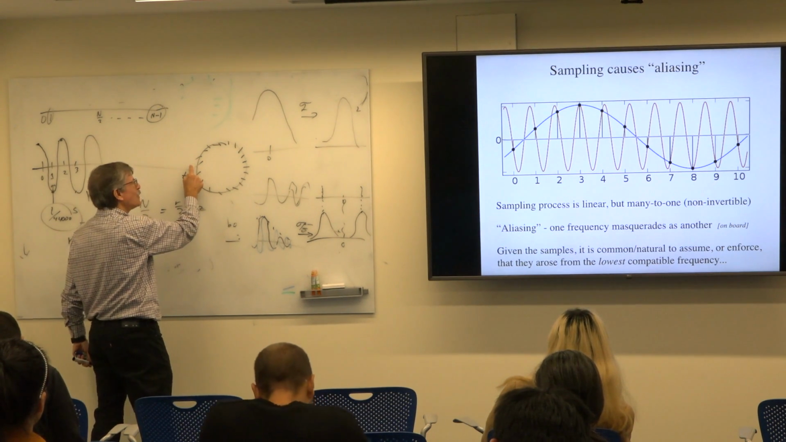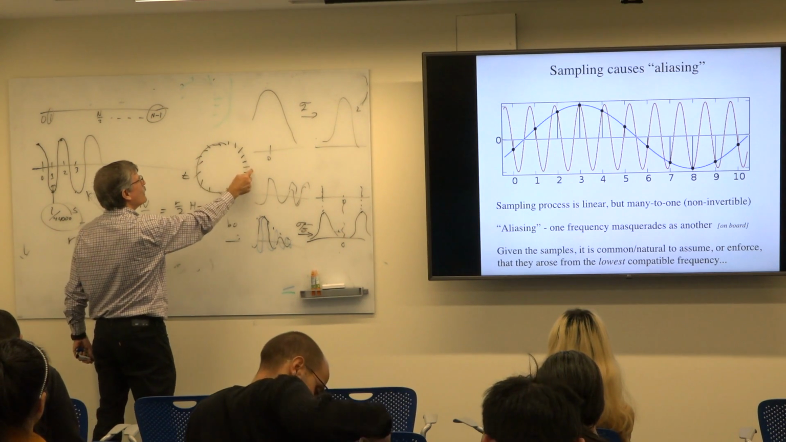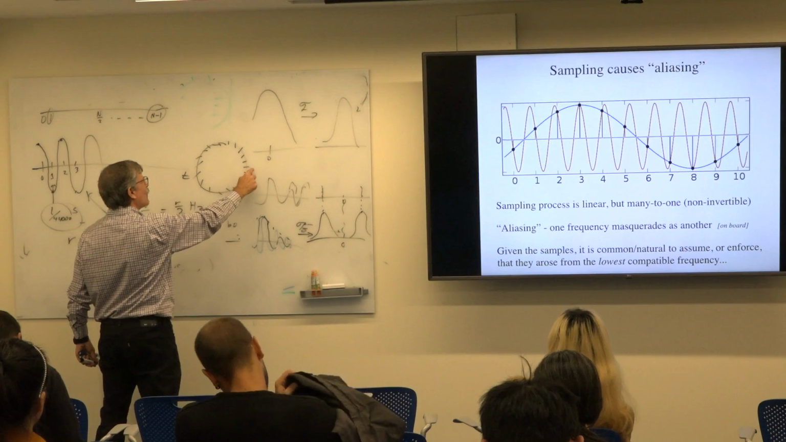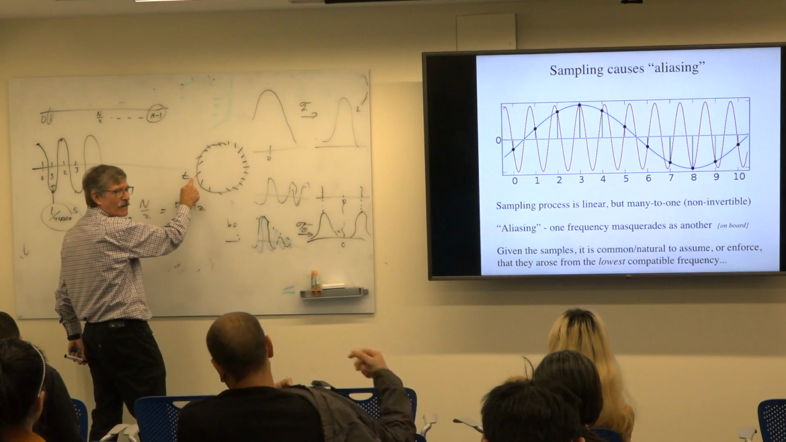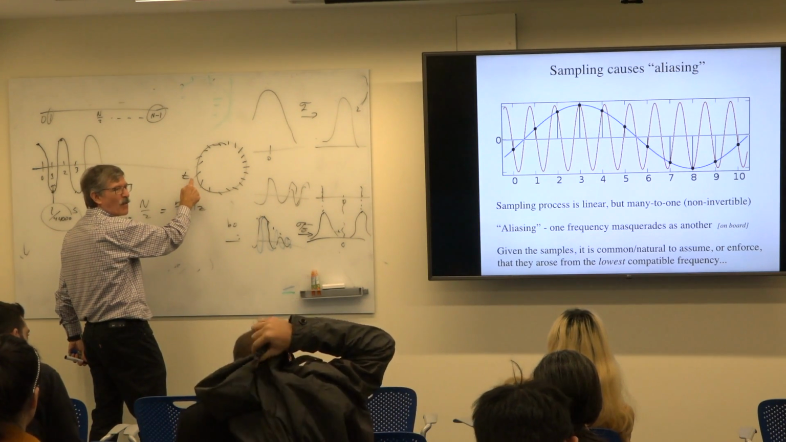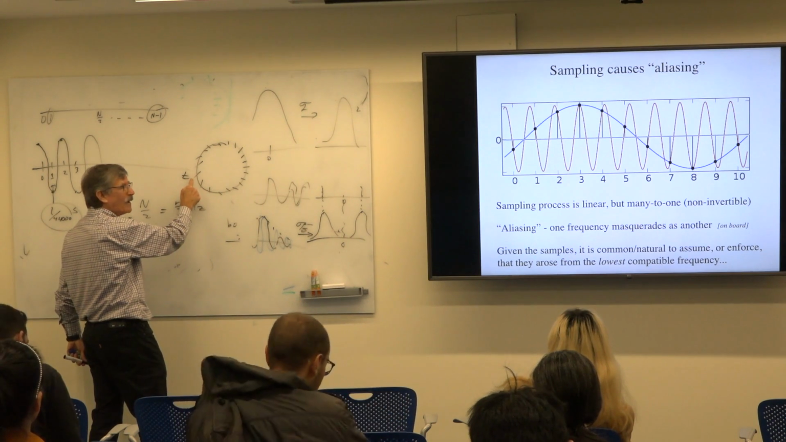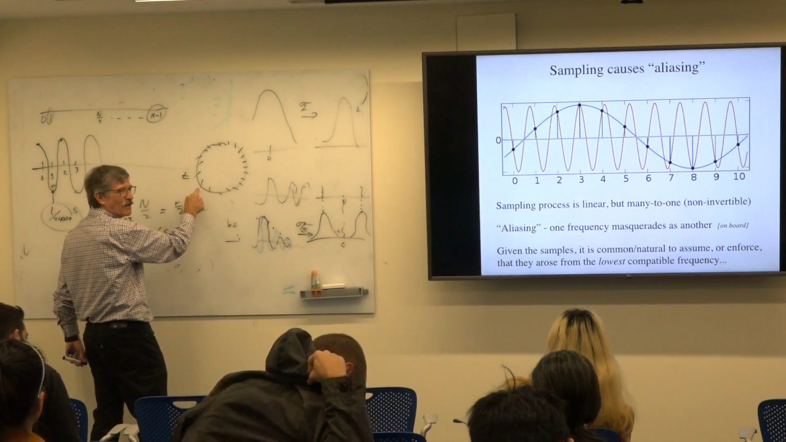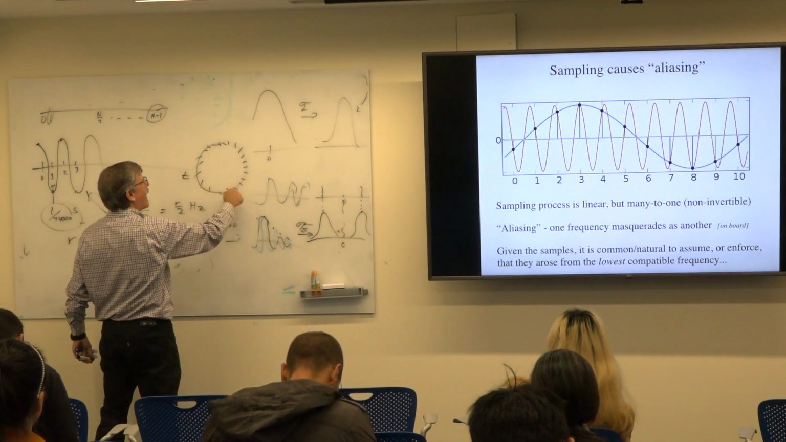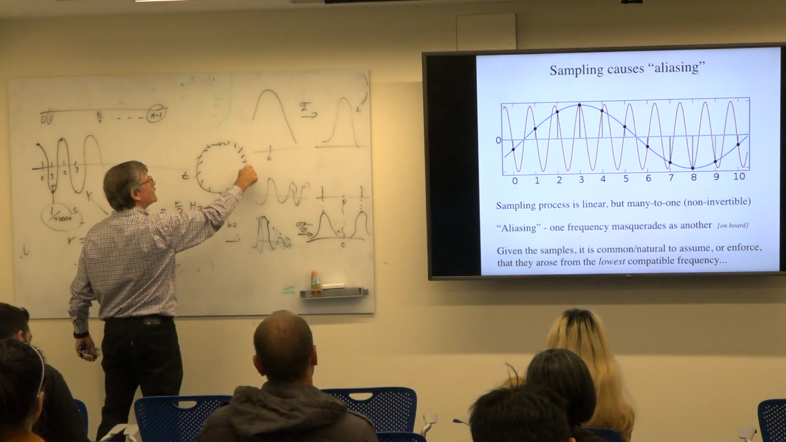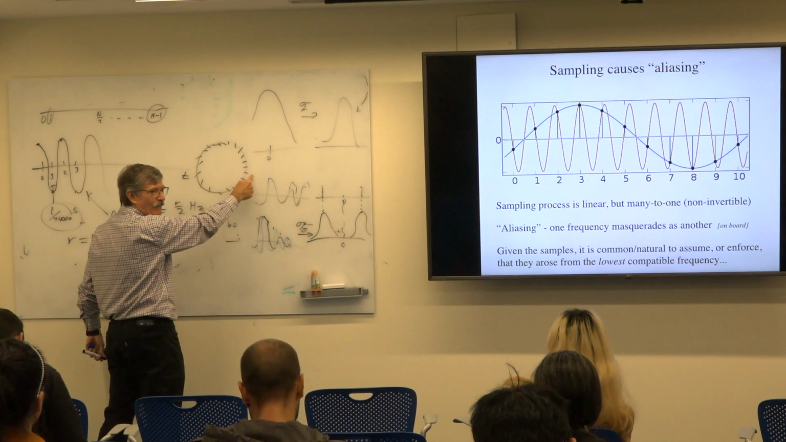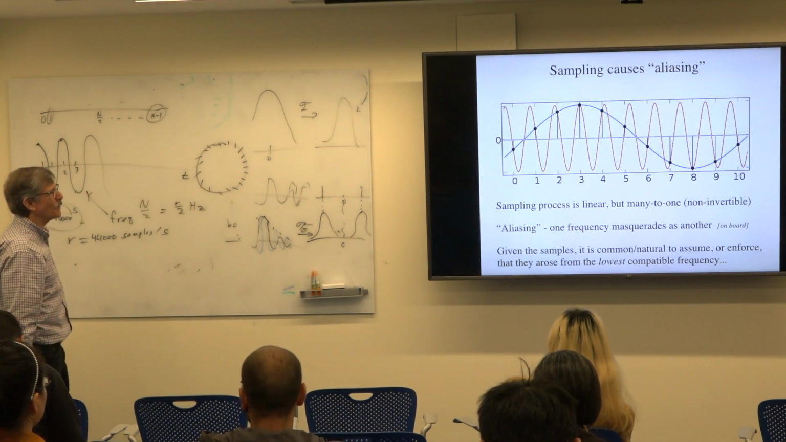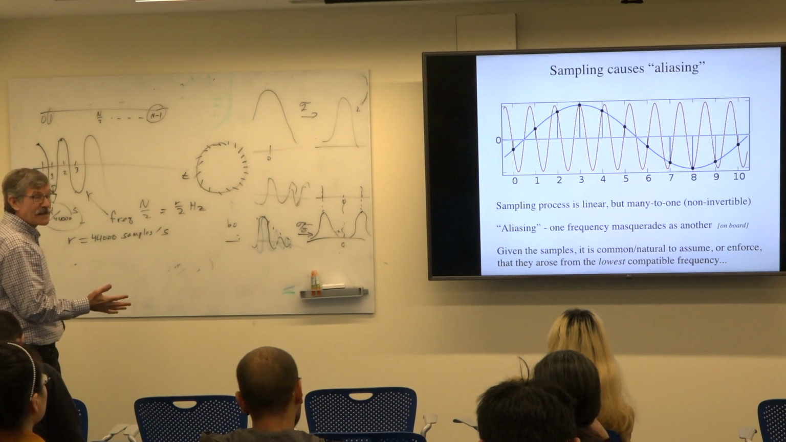If we go to n over 2 plus 1, it means we're going all the way to here and here, which is the same as going this way to here, which means that the n over 2 plus 1 masquerades as n over 2 minus 1. The n over 2 plus 2 masquerades as n over 2 minus 2. The n minus 1 masquerades as doing 1. Other than the sign flip, but that's neither here nor there. That's just the amplitude. So that's the aliasing phenomenon.